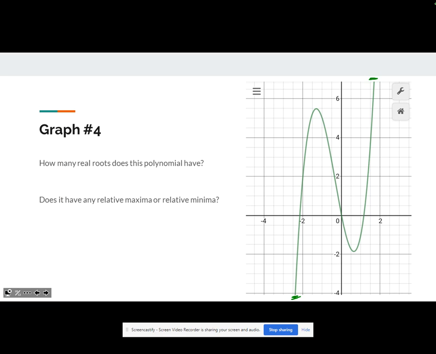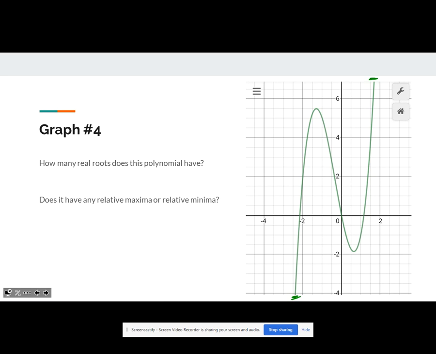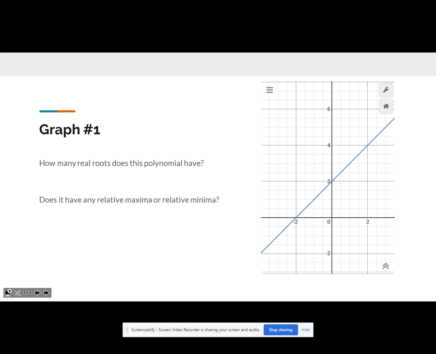All right, so I hope you guys all tried it. So here are the answers. So graph number 1 has 1 real root, and there are no relative maxima or minima. So going back to graph number 1, we can see that it crosses the x-axis once at this value. It doesn't really matter what the value is, it didn't ask us. But since the line is just increasing at a constant rate, there's no point where there's one random point that's relatively larger or relatively smaller than any of the other points. Therefore, it's got 1 real root and none.